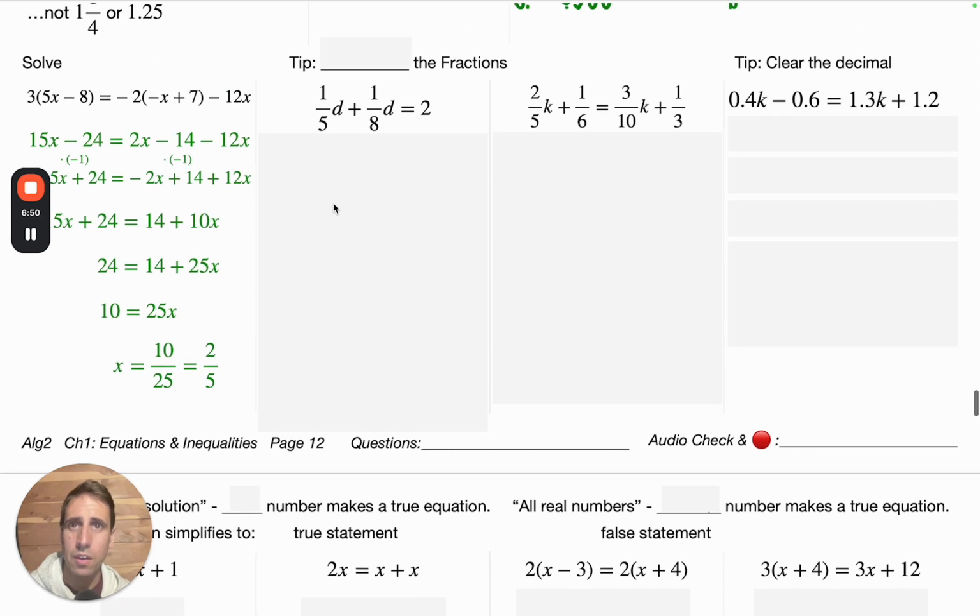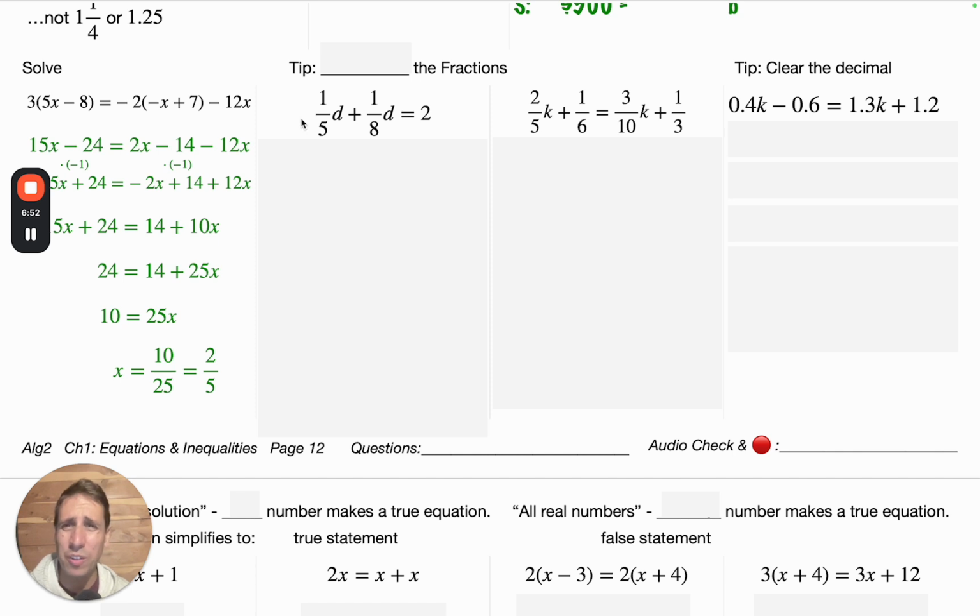Awesome. Here's, oh my gosh, 1/5, 1/8 in an equation? You've got to be kidding me. Wow, good night. Well, here's the big tip. Clear the fractions. I mean, obviously, the hardest thing about this equation is the fact that there are fractions, so let's get rid of them.